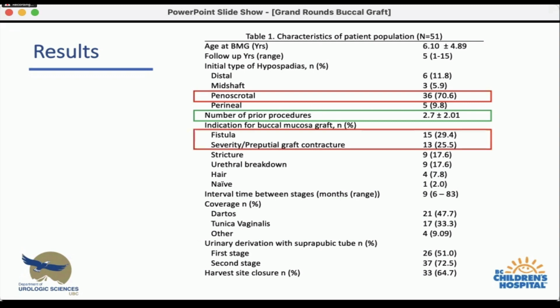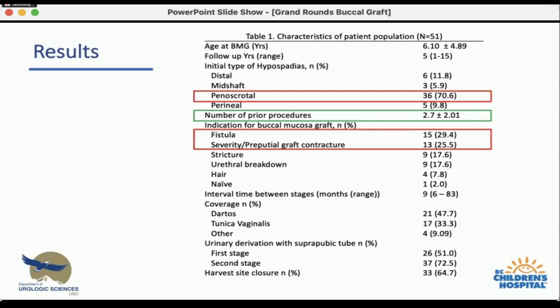The indication for a buccal mucosa graft was, for the majority of our patients, fistula in 29%, and severe preputial graft contracture in 25.5%. Of course, we also had patients that presented with strictures and urethral breakdowns. Some presented with hair, that's in 4 patients. And there was 1 patient in whom we decided to do the buccal graft from the beginning.